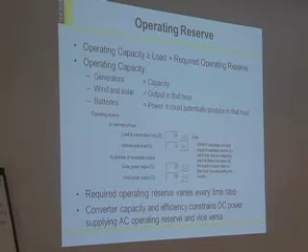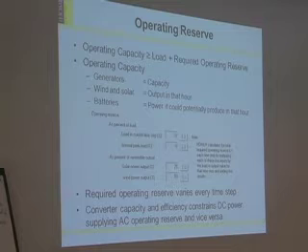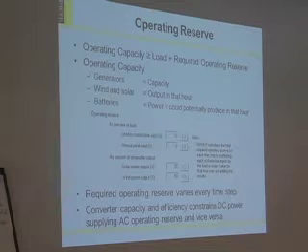For batteries, it depends on the state of charge of the battery. So if the battery has a low state of charge, it has very little operating capacity. It's how much power could we get out of that battery in this hour if we needed to. So it depends on the state of charge. So these things vary hour by hour.